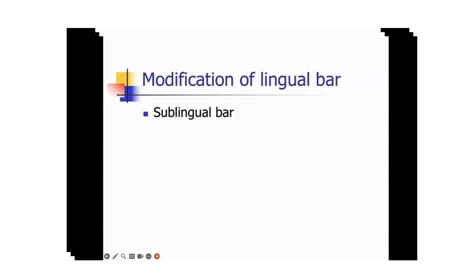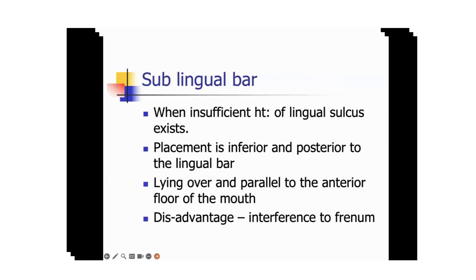So coming to the next design, that is a modification of this lingual bar itself. It is termed the sublingual bar. So let's see what that design is. When there is insufficient height of the lingual sulcus, that is, if there is no 8 millimeters of depth from the gingival margin to the floor of the mouth, you can go for a sublingual bar.